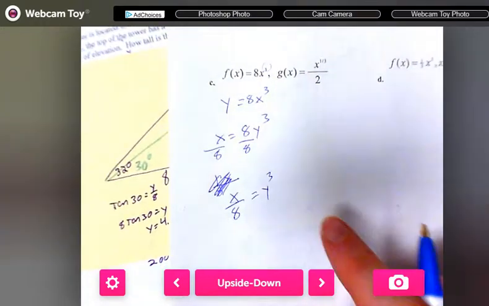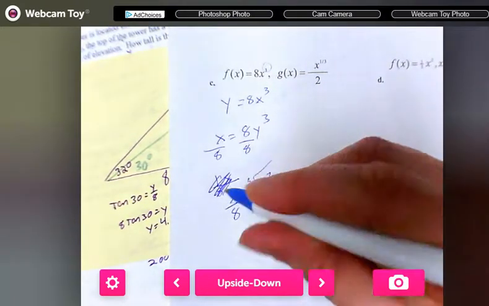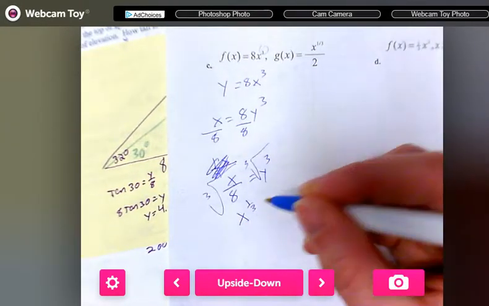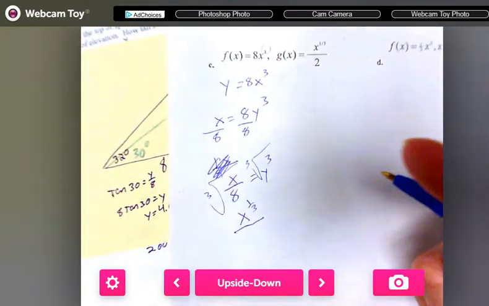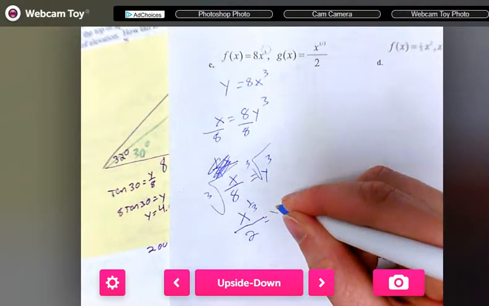And then how do we get rid of anything to the third? We take the third root. So we get x to the 1/3, because that's the same thing as third root. And what times what equals 8? 2. Oh, look, it's the same thing.